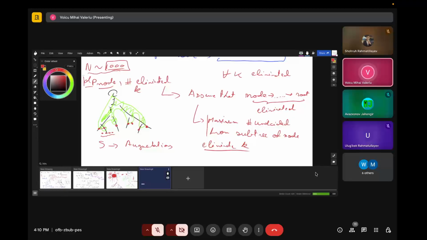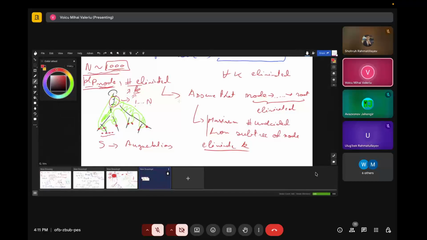And I said to solve this, we should employ dynamic programming. Because we have n up to 1000, we expect maybe we should only have 2 parameters. One of the parameters should be node, and one of the parameters should be the count of eliminated nodes, because we need to answer for every single count of eliminated nodes, because that's what the problem asks. So then in the root, we should have answers for all the k's, all the counts of eliminated people from 1 to n. So maybe we should try to calculate this value for every single subtree.